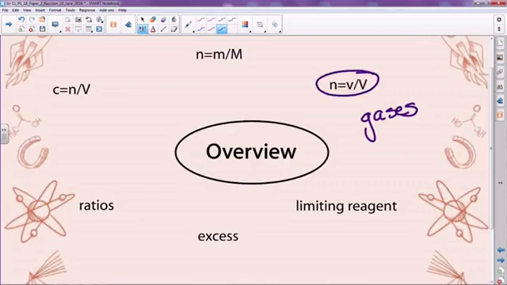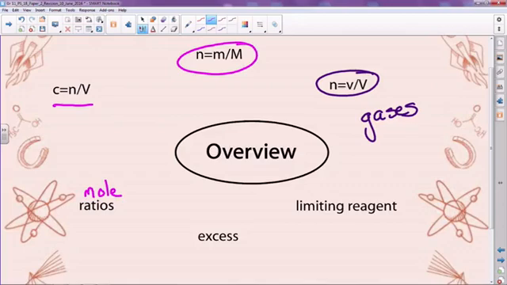There's one way of calculating moles. There's another way of calculating moles. This is concentration. It's all about the ratios. When you balance an equation, you need to know what the mole ratio is. Then we talk about excess or limiting reagents, where we've got too much or not enough.